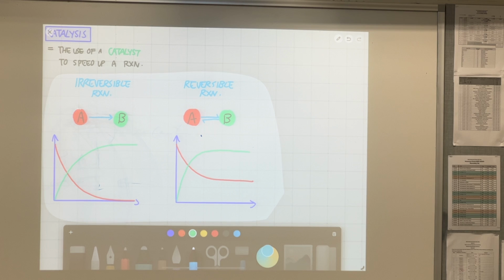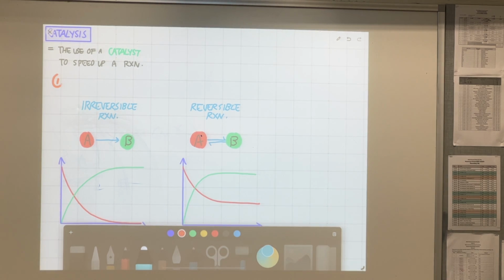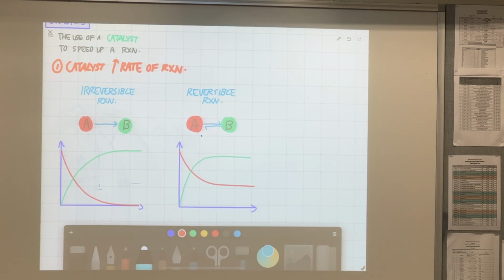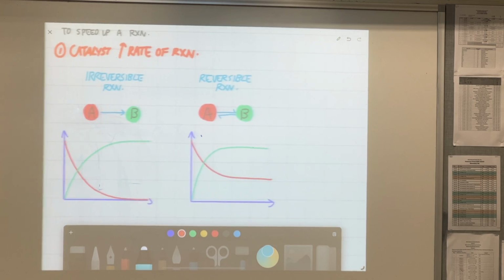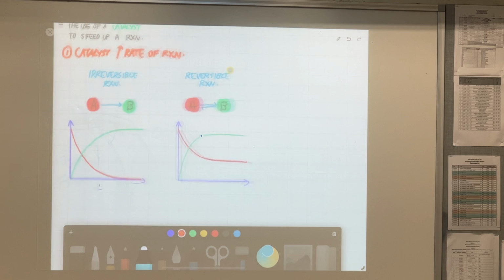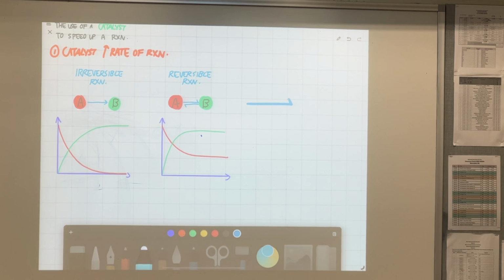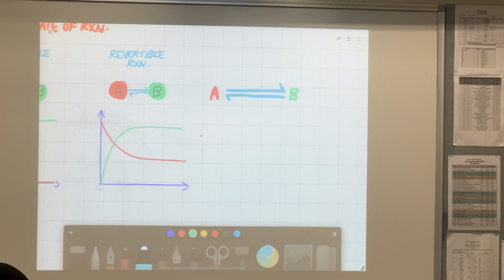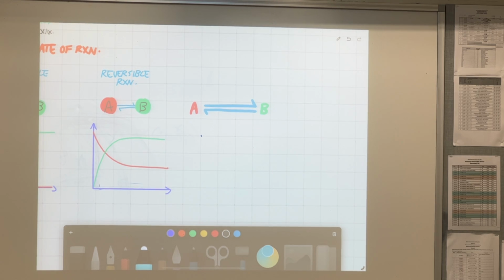Okay. So catalyst speeds up reaction. So the first property: catalyst speeds up reaction, so increases the rate of reaction. For reversible reaction, it increases the forward and backward rate equally. Does it affect the amount of product formed then? No. Because when you add a catalyst, it will just make the forward and backward reaction rate increase by the same amount. So you really don't get more A or more B. You will have the same amount of A and B.